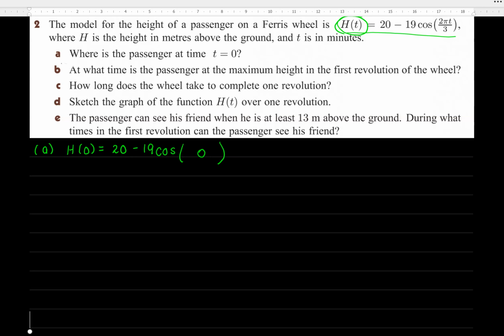Okay, and I hope that we know that cos of 0 is 1 because you know the graph. So when 0, we know that it's 1 up here. Or for those of you who prefer the unit circle, at 0 degrees here, cos is the x-axis, so it's 1. Either way. And if you don't like that, feel free, type it in your calculator. So cos of 0 is 1, so that becomes 20 minus 19 times 1, which is 19, and we get 1 metre. So initially, the passengers are 1 metre above the ground.